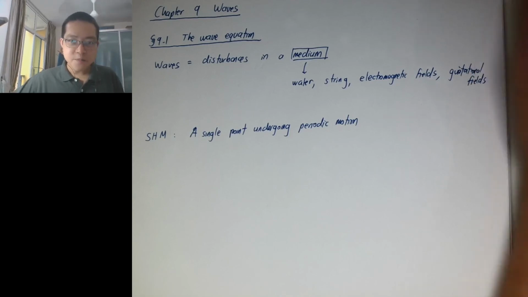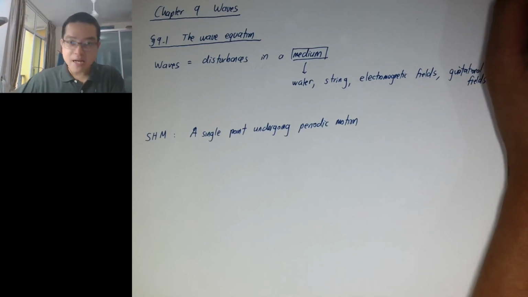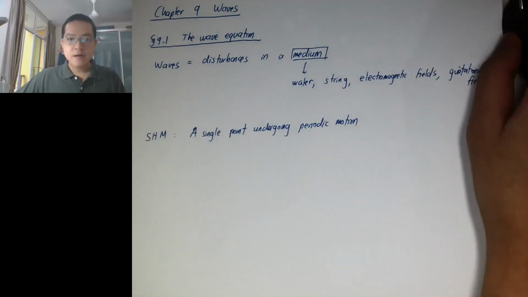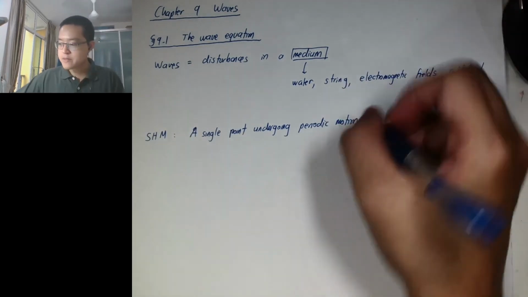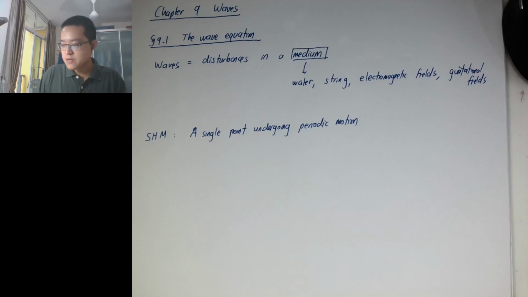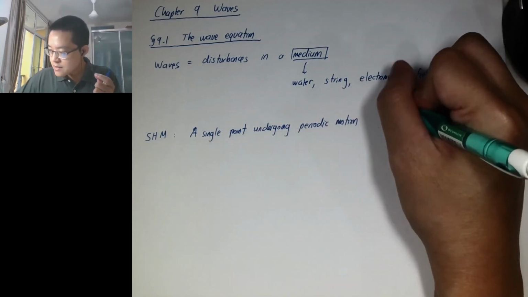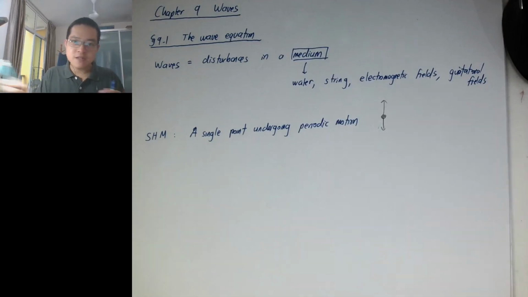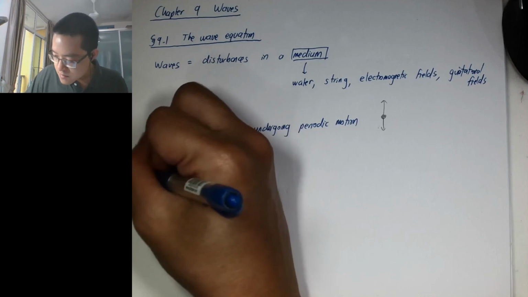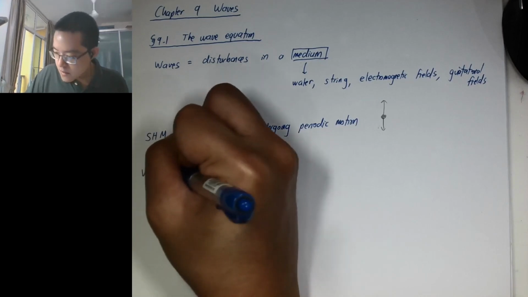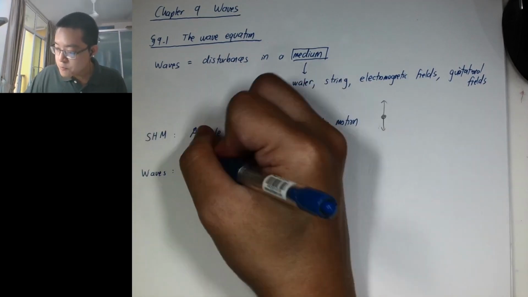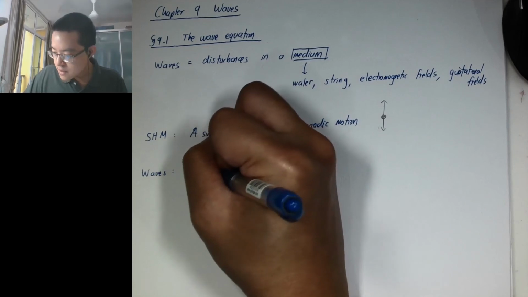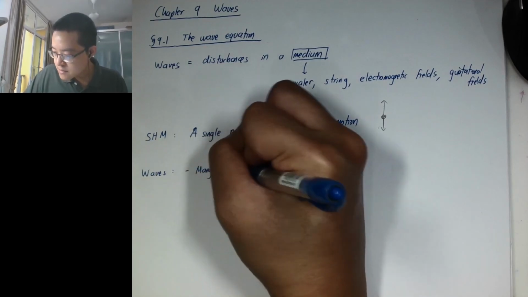Let's continue. When we were talking about simple harmonic motion, we were talking about a single point undergoing periodic motion. So one particle going up and down or horizontally or whatever is periodic motion, repeating. For waves, well, waves are many points. In fact, infinite points.